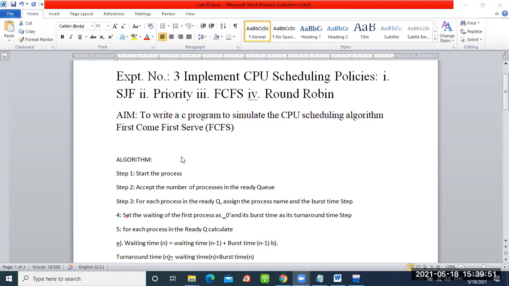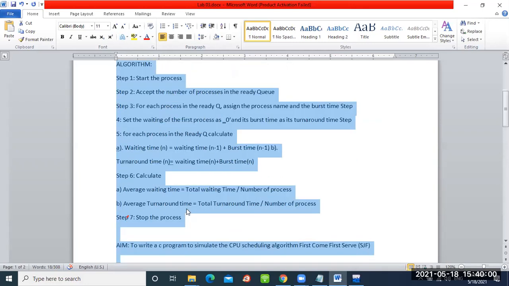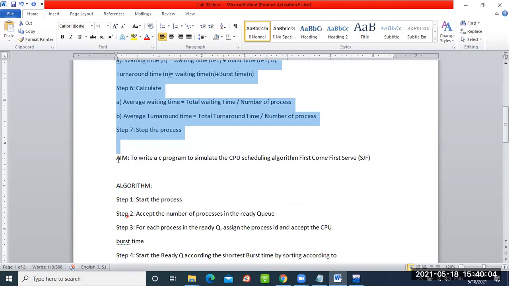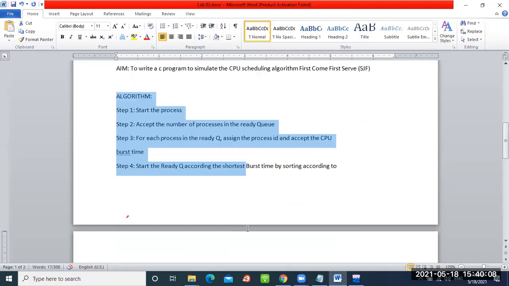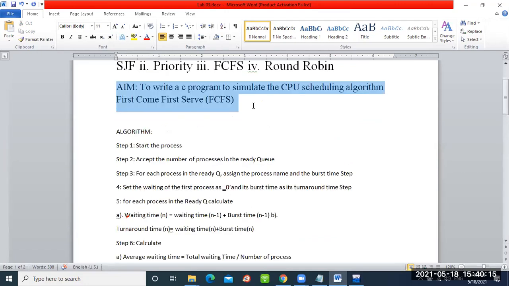So 2 questions: first for the FCFS, then second for SJF. First you have to write the algorithm. Once you write the algorithm, then you have to write the programming part, then execute it. Then again for the second, the aim of the experiment, then algorithm, then programming part, then the third part: what changes you have to make in the FCFS algorithm so that it will accept or consider the arrival time.